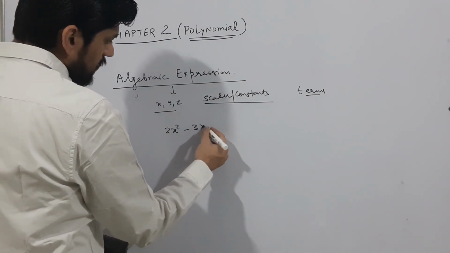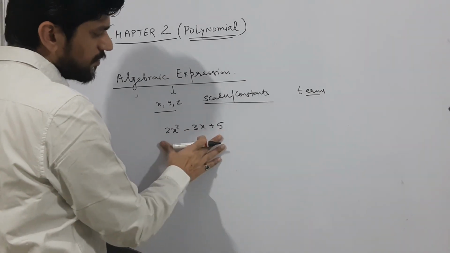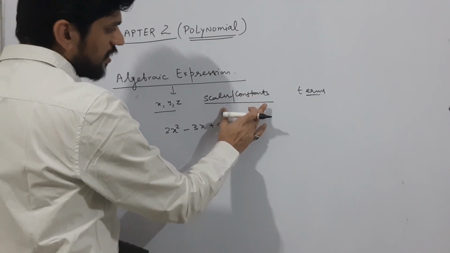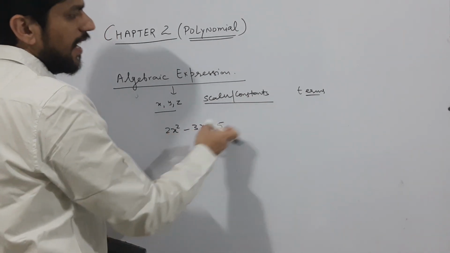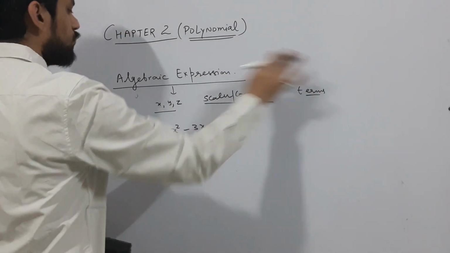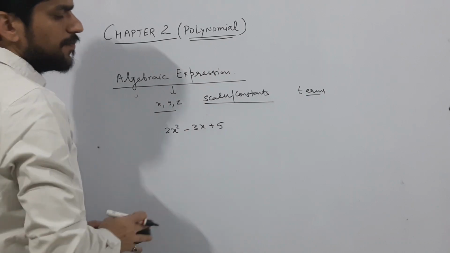2x square minus 3x plus 5. So here there are three terms in which we have used a variable x, and some scalars or constants, 2, minus 3, 5. There are three terms. So we have used terms in which we use variables and constants, so they become an algebraic expression.